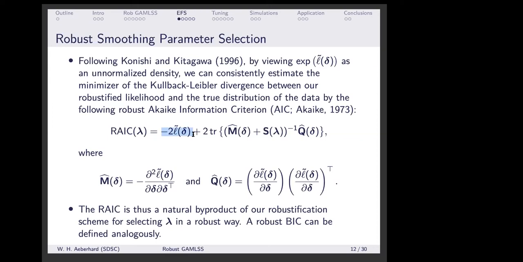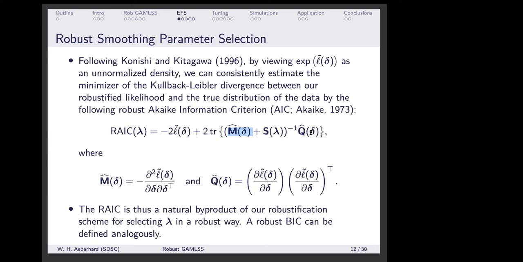It's minus twice the robustified log likelihood here, plus 2 times a term which quantifies the effective degrees of freedom. So it's this trace of the matrices M, S, and Q here. What I think is quite nice is that this criterion directly comes from the fact that we robustify at the objective function level. Most of the other schemes that you would find for generalized linear models or generalized additive models robustify at the score level, which means that you don't necessarily have a robust AIC that arises naturally from the objective function you've constructed.